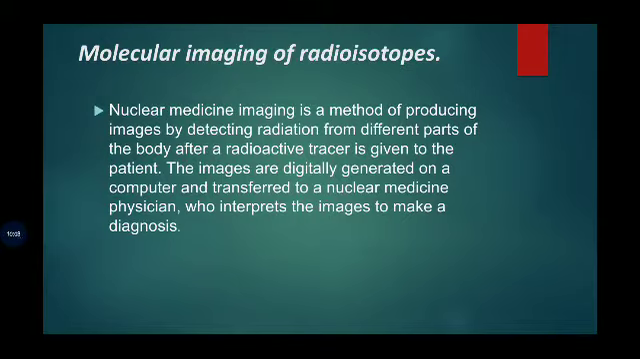Now the topic is the molecular imaging of the radioisotopes. The first one is nuclear medicine imaging, a method in which the images are produced by detecting the radiation from different parts of the body after radioactive tracers are given to the patient. These radioactive tracers are radioactive glucose, sodium bicarbonate, etc. For detection or diagnosis of cancerous or tumor cells in the body, generally radioactive glucose is added. The uptake of glucose by the tumor cells is far higher than by normal body cells. So the accumulation of these radioisotopes is seen on the tumor cells, which can be detected by certain methods.